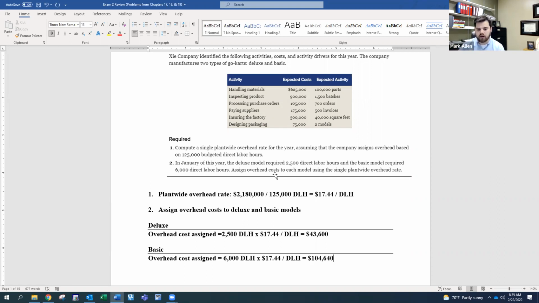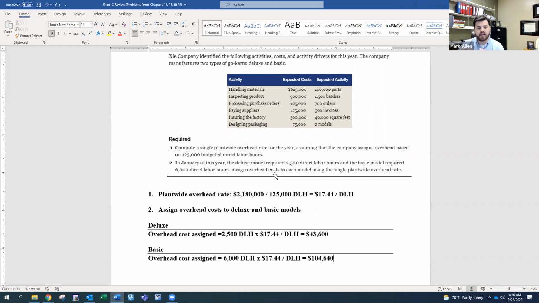And of course, that is the issue at hand here: this single plant-wide overhead rate is very easy to use. You see that. It didn't take us very long. It just took a few steps and we're done. But the problem is there are some costs unique to the deluxe model that are permanently, if you stay with this method, being assigned to that basic model. And the problem, of course, is this can lead to some really poor pricing and sales decisions.